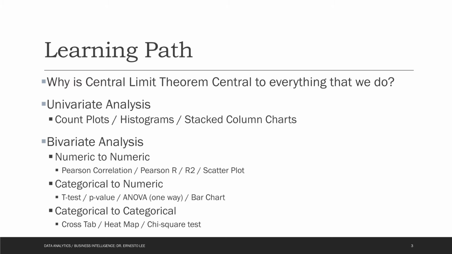Then we're going to look at how to analyze a categorical column of data with respect to numeric columns of data. We'll look at t-tests, p-values. We potentially would use ANOVA or analysis of variance, and we'll use bar charts for that.